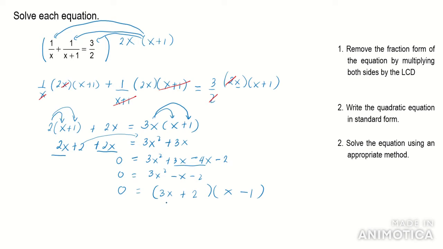Then, we apply the zero product property. So, equate each factor to 0. So, we have now transposed these. So, we have 3x is equal to negative 2. Divide both sides by 3. So, we have x is equal to negative 2/3. And then, we have x is equal to 1. Okay? So, that's how we do it.